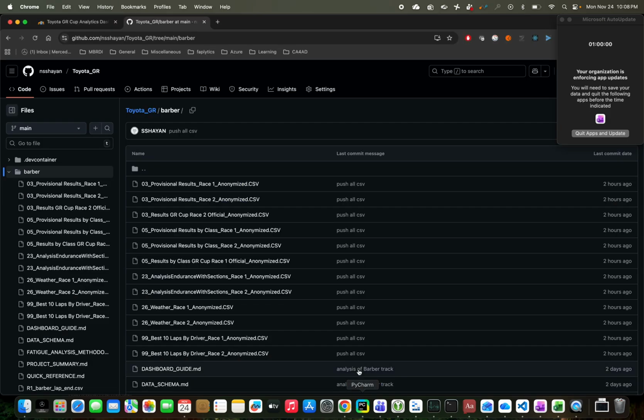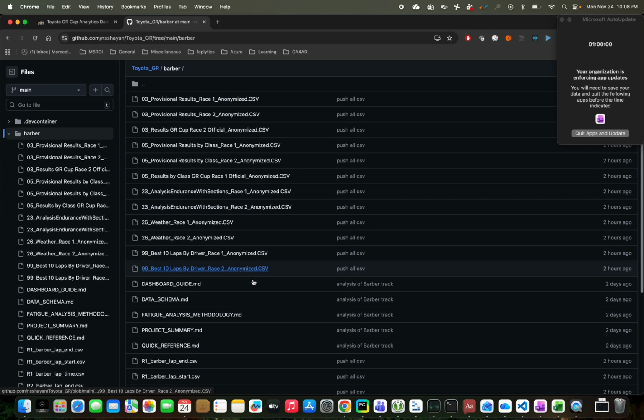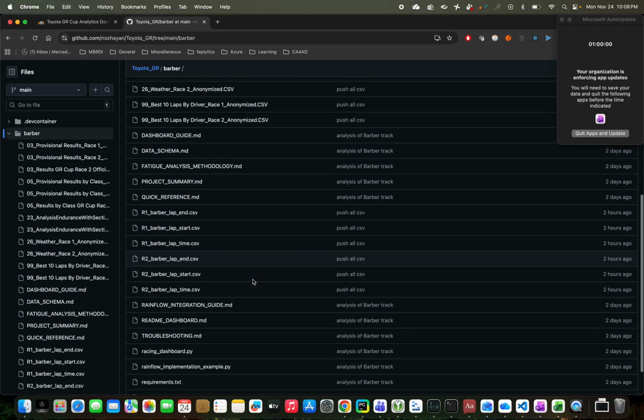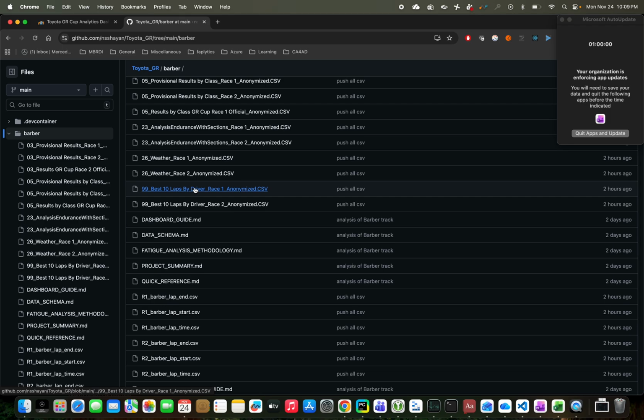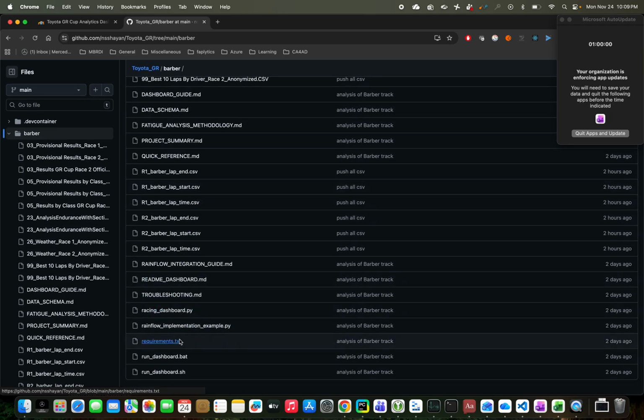Apart from that, we were able to push all the CSVs that we have used, all the analysis, and some references. The documentation has been integrated into the repo. There are a few troubleshooting guides, and we have implemented the rainflow counting algorithm to calculate fatigue. We have used different algorithms as well. We have documented all of it.